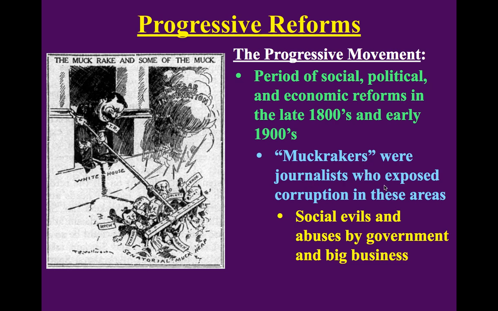They were journalists who exposed corruptions in all the different areas: social, political, and economic. Social meaning things to do with society, political meaning issues within the government, and economic, which has to do with the economy, obviously. They wanted to point out that people were not doing good things, basically. They were abusing their power, and they were just doing some stuff that did not help the people overall.